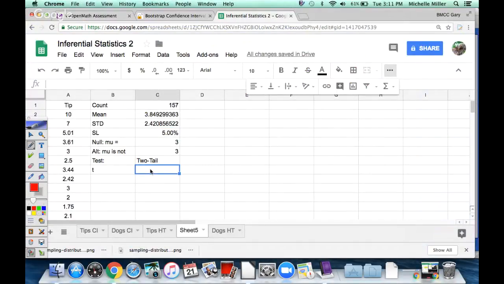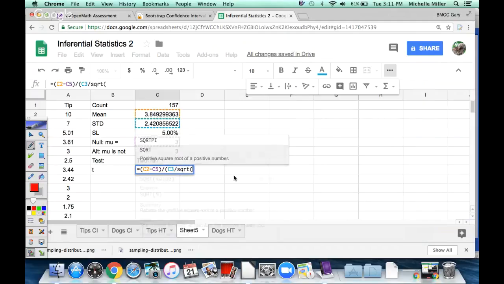So my t-score, let's calculate that. That's the formula I just wrote. I need equals, parentheses for the numerator. That is the sample mean, x bar, minus the population mean, which comes from the null hypothesis. Then I divide that by the standard deviation of the sampling distribution, which is approximated by the sample standard deviation over the square root of the sample size.